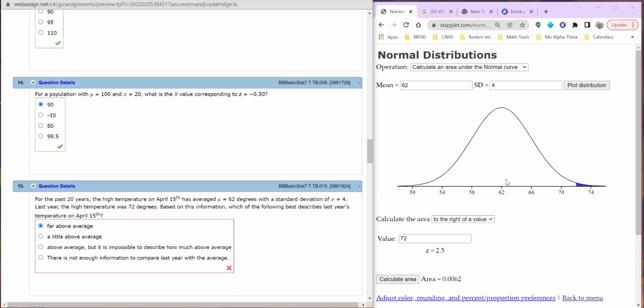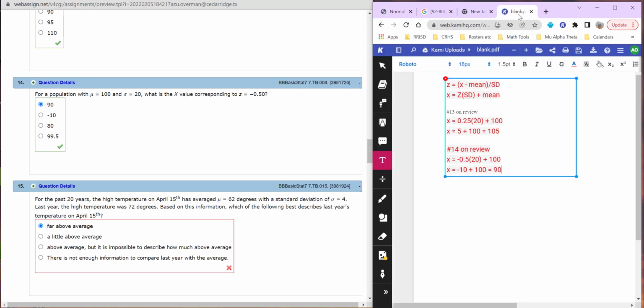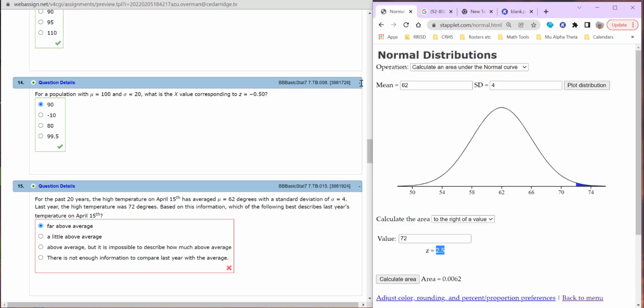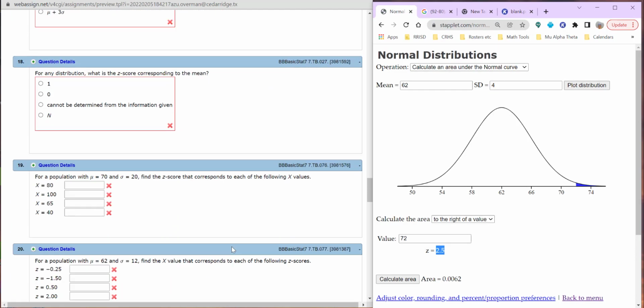Okay. Did I need the Staplet? Probably not. I could have just calculated the z-score. It gave it to me right there. It's 2.5. So I could have plugged it back in that CAMI right here in that formula where it finds z. Okay. So let's go back here. I'll submit.